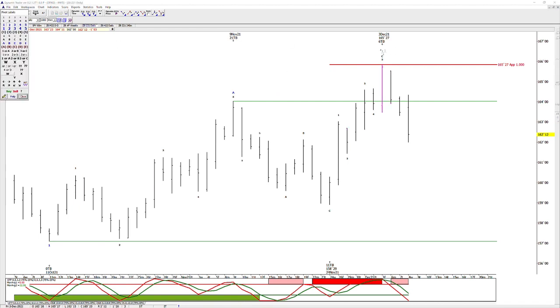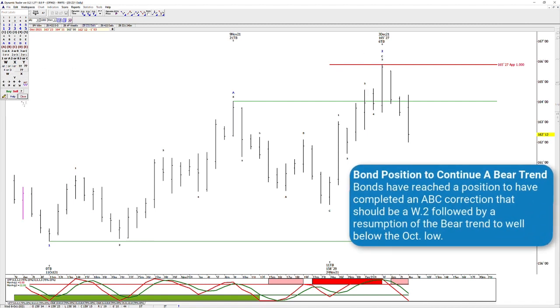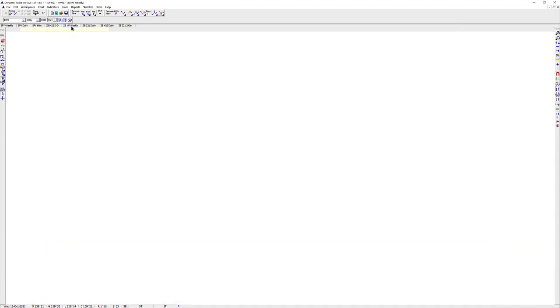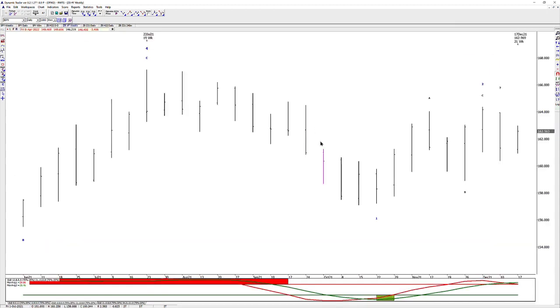And if that's the case, not only would bonds probably continue to a new low if this is a completed ABC correction, but as we know, wave 3s are usually greater in time and price than a wave 1, so it could have a long way to go on the downside. So I'm going to go back to the weekly data, and let's take a look at where bonds are. And I advanced the data a couple of weeks.